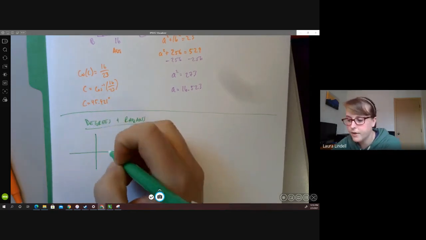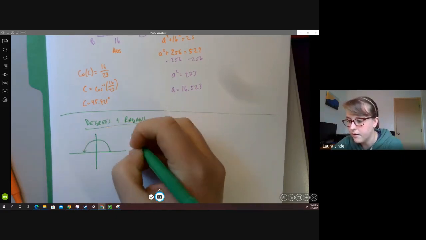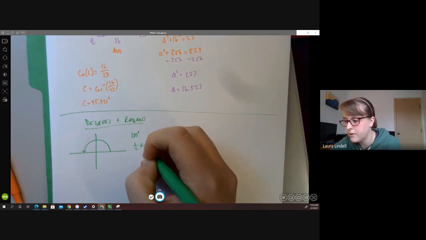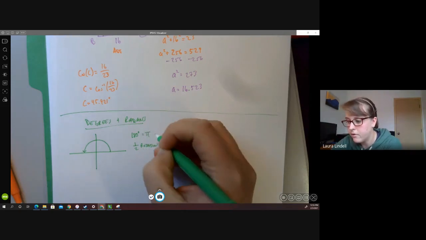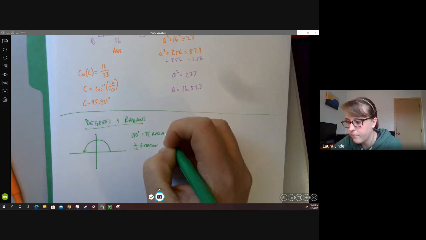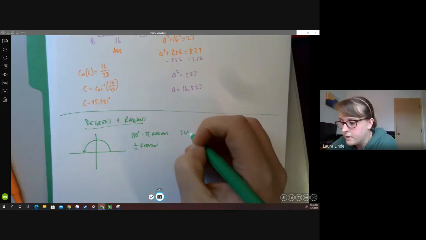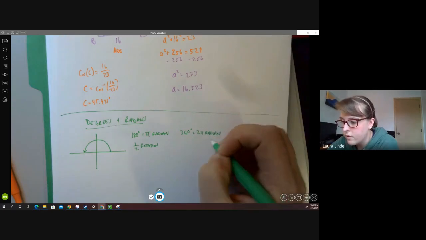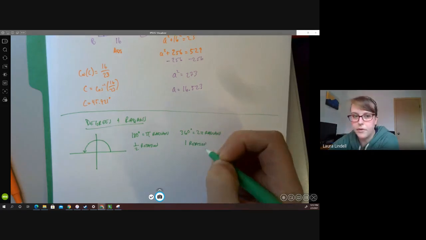The first one is we know that 180 degrees is halfway around the circle, right? It's a half rotation. And 180 degrees is pi radians. So that's one of our conversion factors. The other is that 360 degrees is 2 pi radians, or 1 full rotation around the circle.